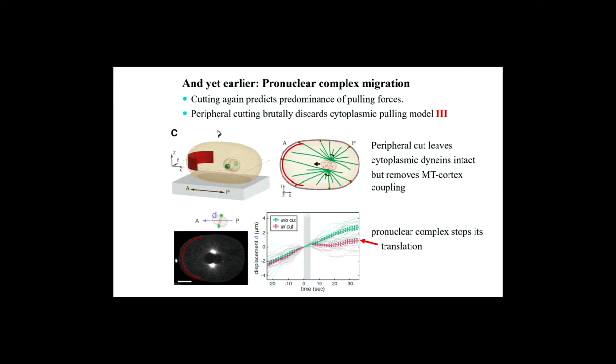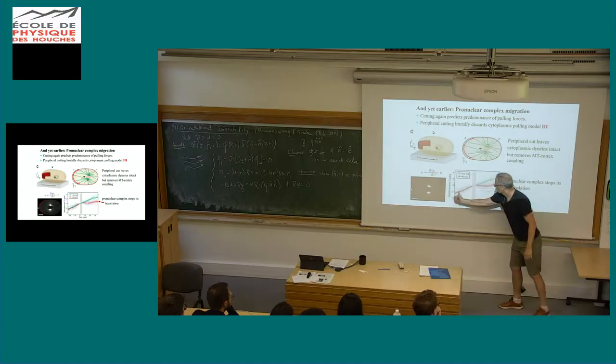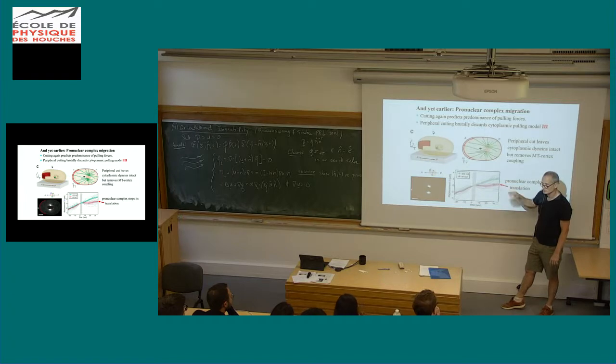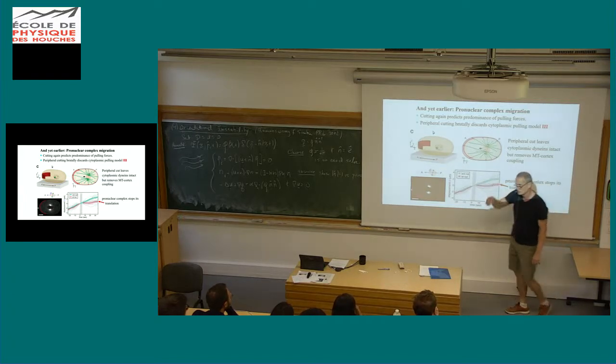So there's the migration part. She cuts over here. Here's wild type. It just goes in this direction. But then if you cut as it approaches, near the cortex, it just stops.